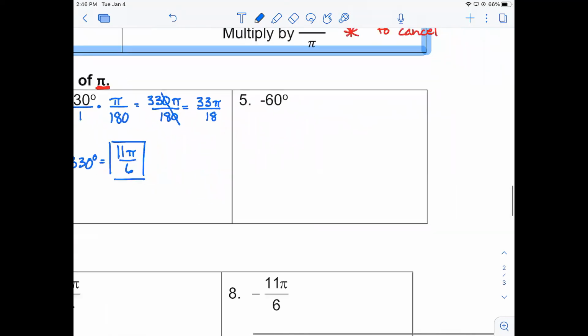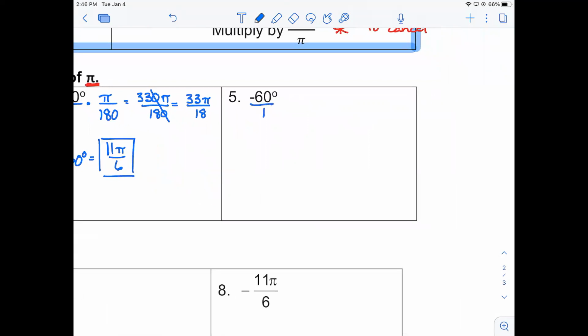Okay, if you want to try the next one by yourself, you can. The negative doesn't change anything. It means your answer has to be negative. So we're still multiplying by pi over 180, which means I have negative 60 pi over 180. The same thing happens with the zeros as last time, so I have negative 6 pi over 18. Negative 6 and 18 are both divisible by 6, so I get negative pi over 3. So negative 60 degrees is the same radian measurement as negative pi over 3.